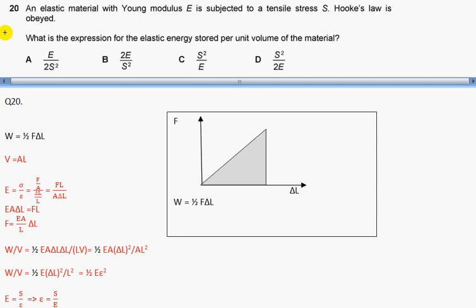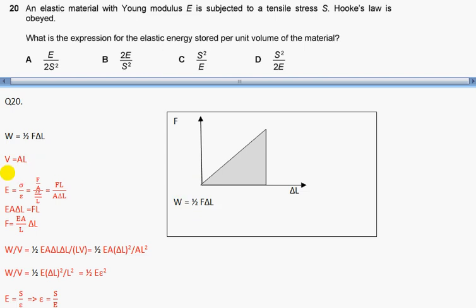An elastic material with Young modulus E is subject to a tensile stress S. Hooke's law is obeyed. What is the expression for elastic energy stored per unit volume of the material? So first of all, you should remember this graph, and from this graph we understand that energy stored and work done is half F delta L.